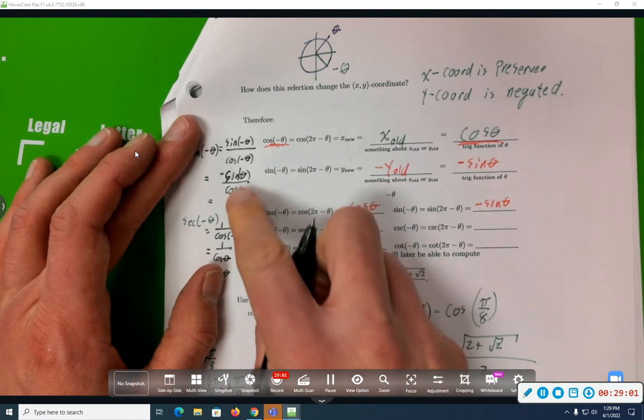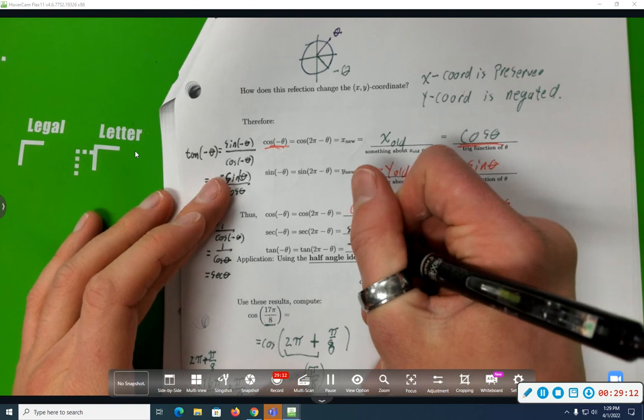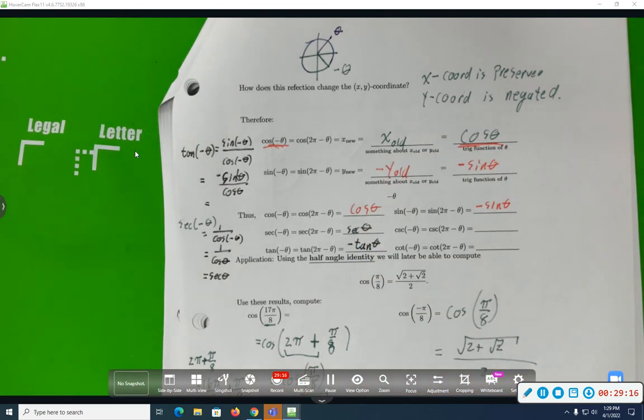All right, so I see negative sine theta over cosine theta. What is that in terms of those functions? Negative tangent. So apparently tangent is odd. Does it feel pretty okay?